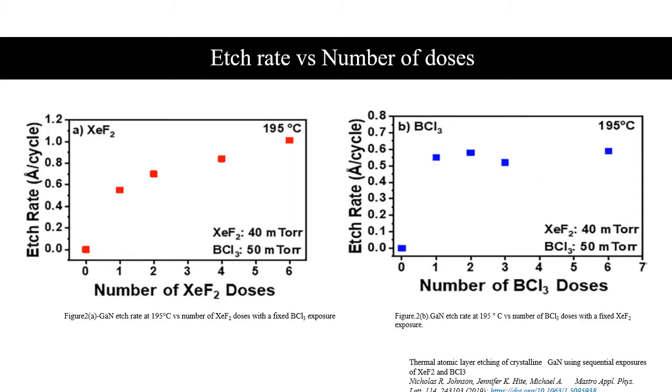Here we are going to discuss the etch rate versus the number of doses. In the first figure, the boron trichloride was exposed at a constant pressure of 50 millitorr for 0.5 seconds while varying the number of xenon difluoride doses, with xenon difluoride exposed for 20 seconds at 40 millitorr. It was noted that the etch rate was initially slow, but it increased with an increased number of xenon difluoride doses.